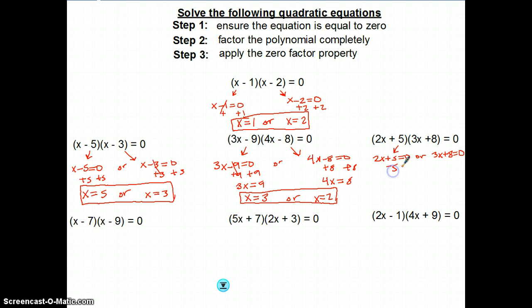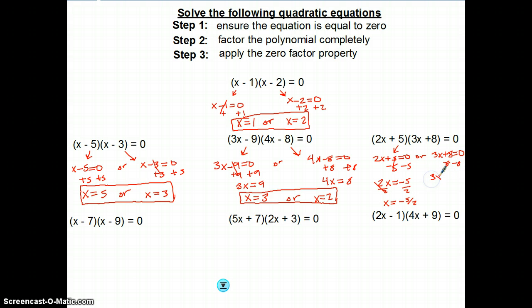On the left, I subtract 5. 2x equals negative 5. Dividing both sides by 2, I find that x equals negative 5 over 2, and we will leave it as an improper fraction. Or, on the right, I subtract 8 from both sides.